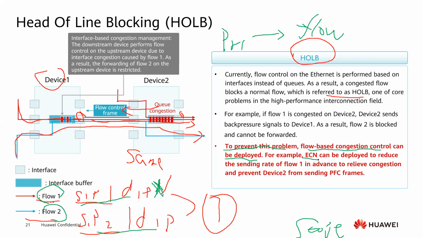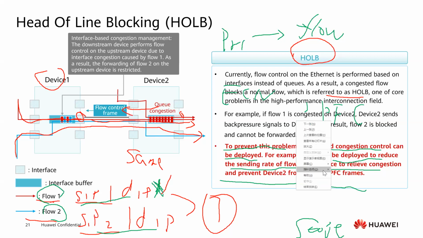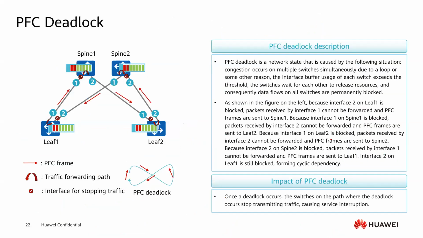ECN. Do you still remember the full name of ECN? So ECN can be deployed to reduce the sending rate of flow 1 in advance to relieve congestion and prevent device 2 from sending PFC frame. So here you can think these two technologies, ECN and PFC, can work together.